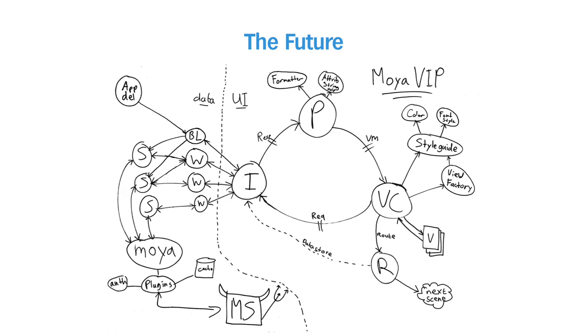There were two parts that needed to be designed. The first was the network layer, the data layer, which is on the left of the dotted line. And the second was the UI layer. As said, we didn't want to use the God custom framework anymore. We wanted to use open source. So we decided to go with Moya.